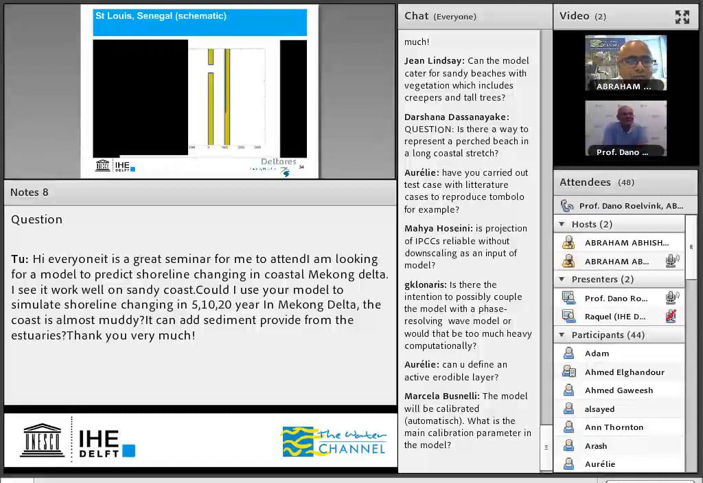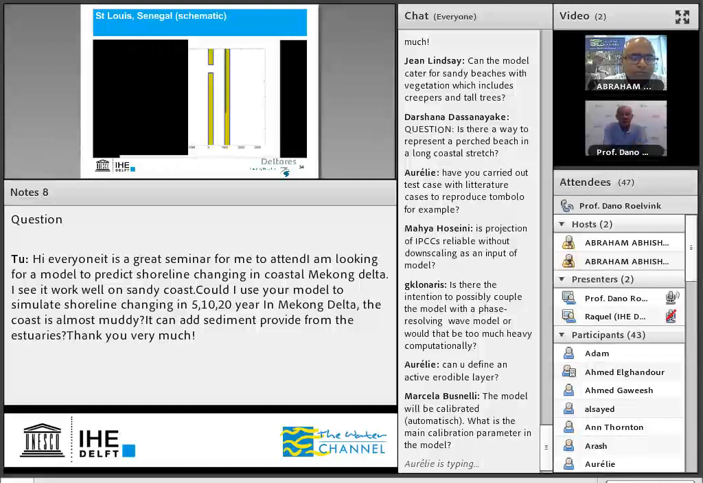It can add sediment provided from the estuaries. Well, it's a he. He's from Tu, a former student. Hello, Tu. I think we have been thinking about this on the large scale. It should be possible. But we need to have a different formulation for the muddy sediment transport along the coast. But it's definitely something we're very interested in developing.